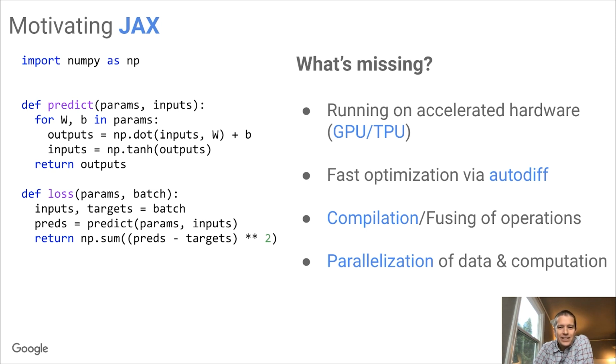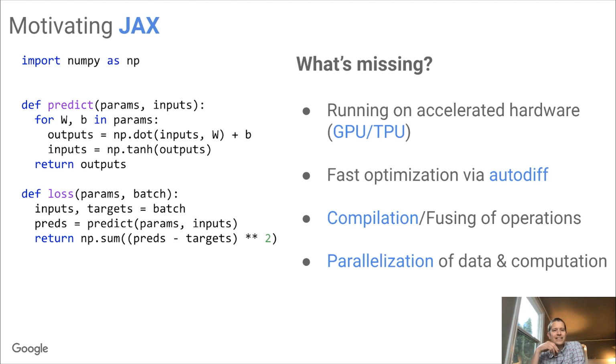Another piece of this is compilation or fusing of operations. For example, with NumPy, doing the sum of the square differences between predictions and targets, NumPy creates an array of the differences, creates another array of the square differences, and then finally evaluates the sum. And it would be nice if we could fuse all of that together into one operation, rather than having to instantiate all those intermediate arrays.